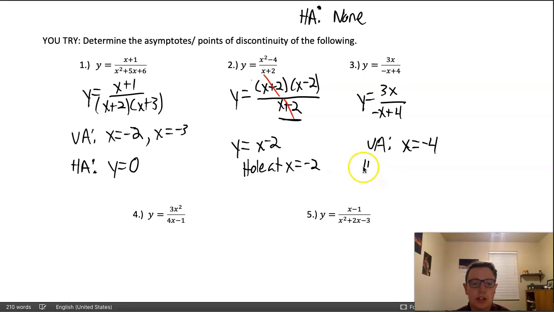What about our horizontal asymptote? Where will that be? Horizontal asymptote depends on the degree in top and bottom. Since our degree is the same, it's both 1 and 1, 3x and x, our horizontal asymptote will be at the coefficients divided. So we have 3, and we're going to be dividing it by our coefficient for x, which is negative 1. So in other words, our horizontal asymptote will be at negative 3.